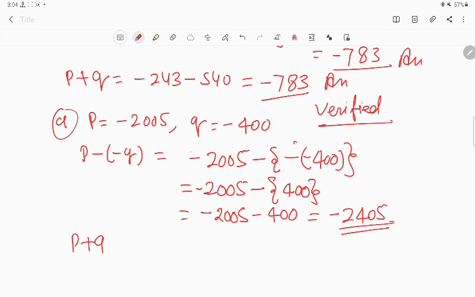Simplify P plus Q. P value is minus 2005 and Q value is minus 400, that is minus 2405. Both are equal, so it is verified.